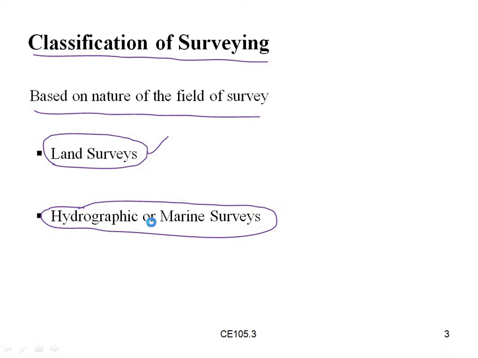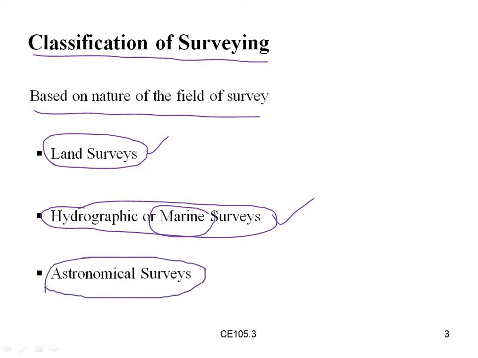In the hydrographic or marine surveys, depending upon the topographical regions, we can see forest areas, climatic zones and hilly areas. Marine means it is related with water, where seashore areas and places are there. Those are the marine surveys we will be doing. Then there are astronomical surveys. These astronomical surveys are also done on the ground surface, and they deal with astronomical observations.